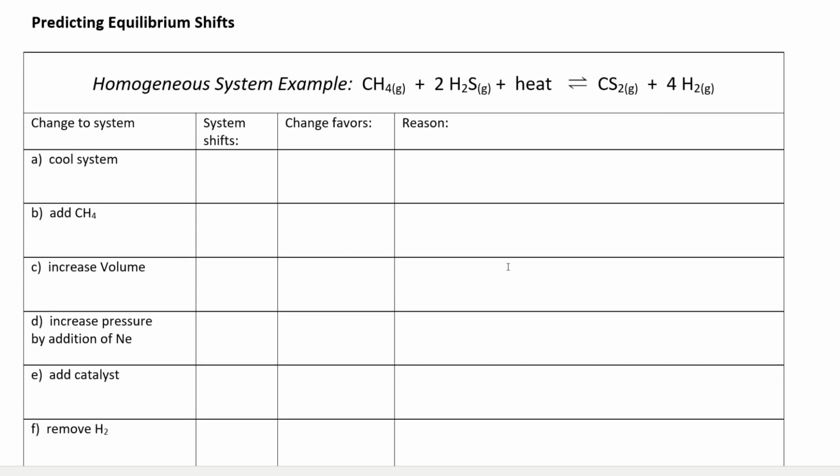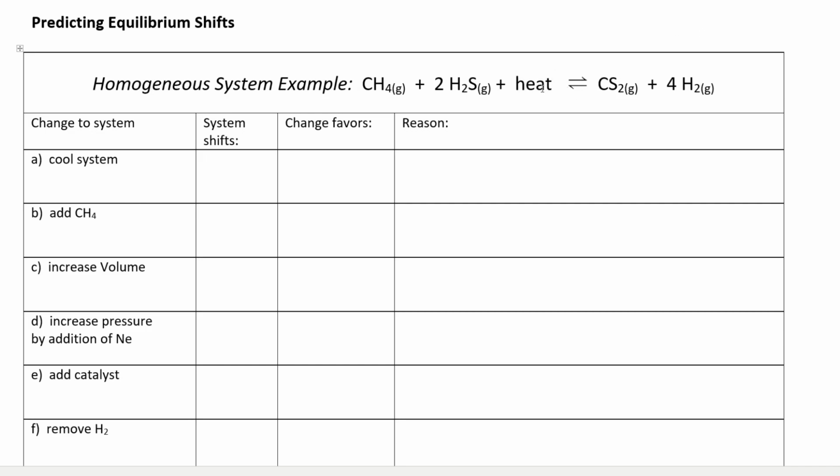In this exercise here, we're going to induce several shifts or several changes to the system, and looking at the system in question here, we can predict how the equilibrium system will react, how it will shift, and what side is favored. So here is a homogeneous system example. You have methane gas reacting with hydrogen sulfide gas, and the heat term is on the reactant side. So we know that this is an endothermic reaction.